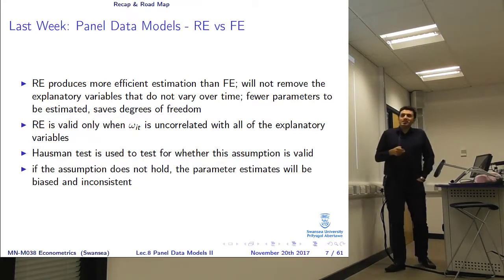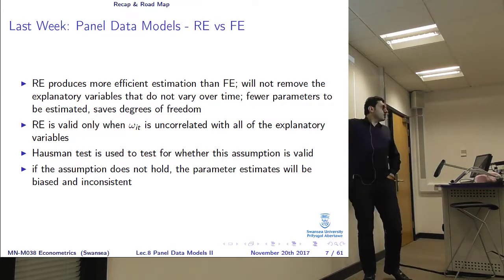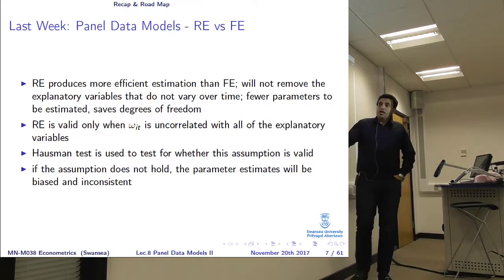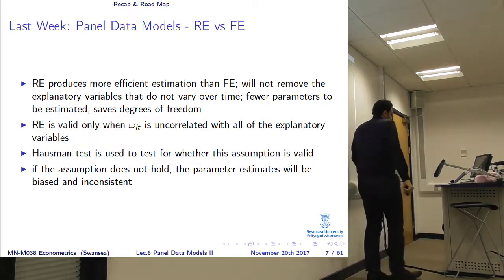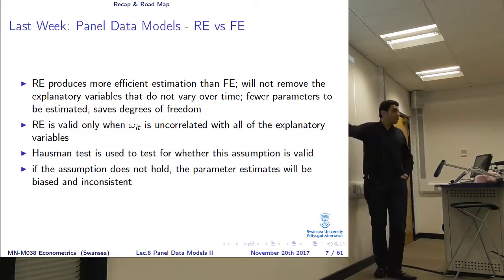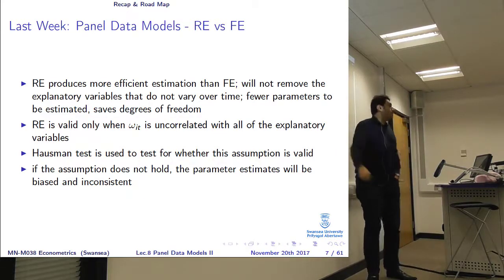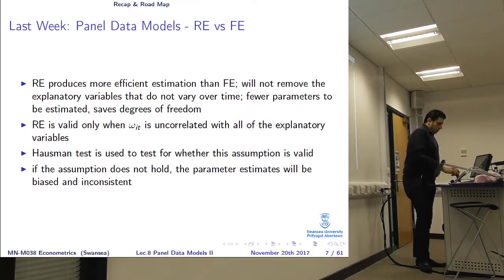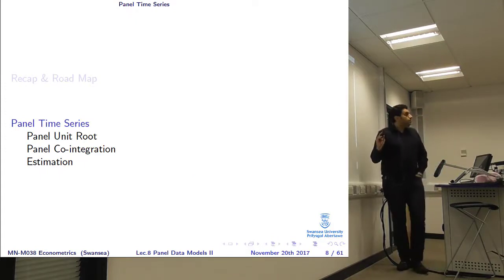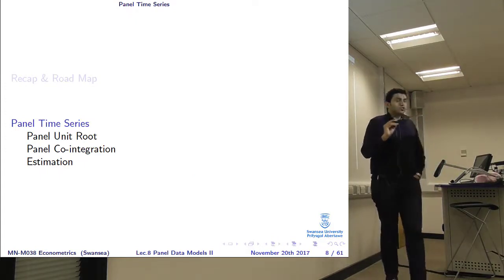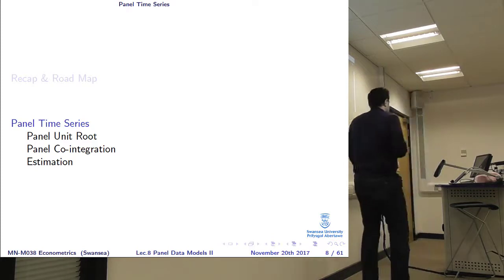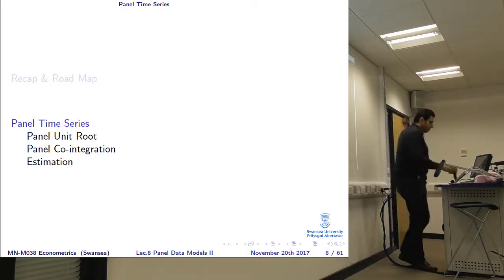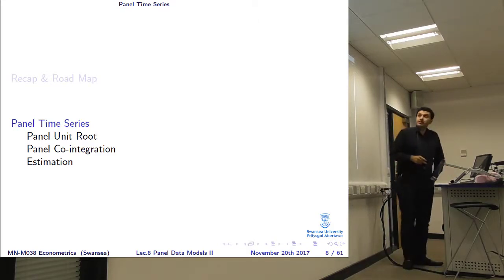But the problem here is that the random effect model is valid only when this omega is uncorrelated with the explanatory variables. And we saw how we can test this using a Hausman test. If this assumption doesn't hold, then fixed effect will be preferred. So we covered all of this last week. Today we'll carry on and look at more extensions of the panel data models, or recent developments in panel data models.